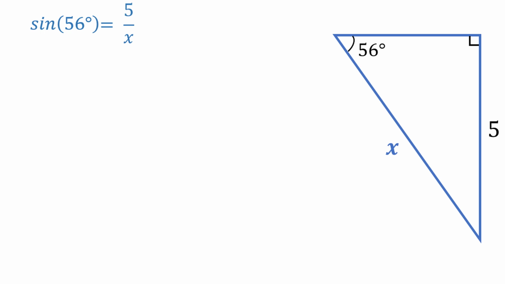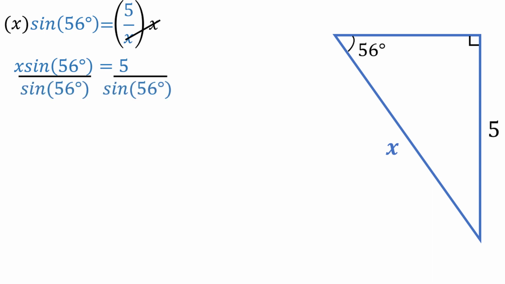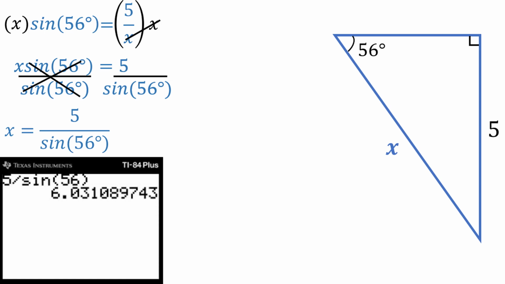To solve for x, we must multiply both sides of the equation by x. Then we have x times the sine of 56 is equal to 5. Dividing both sides by the sine of 56, we get that x is equal to 5 over the sine of 56 degrees. If we grab our calculator and type in 5 over the sine of 56, we will get approximately 6.03 if we round to 2 decimal places. The missing side length is equal to 6.03.